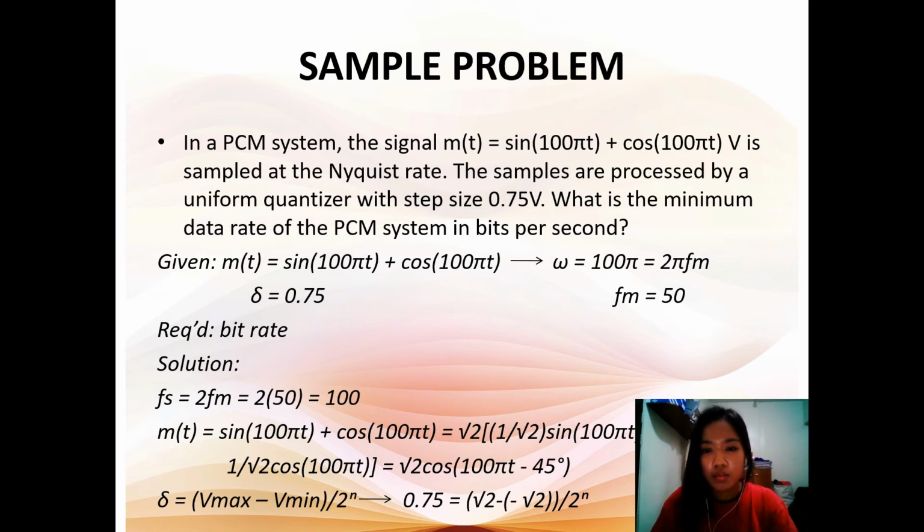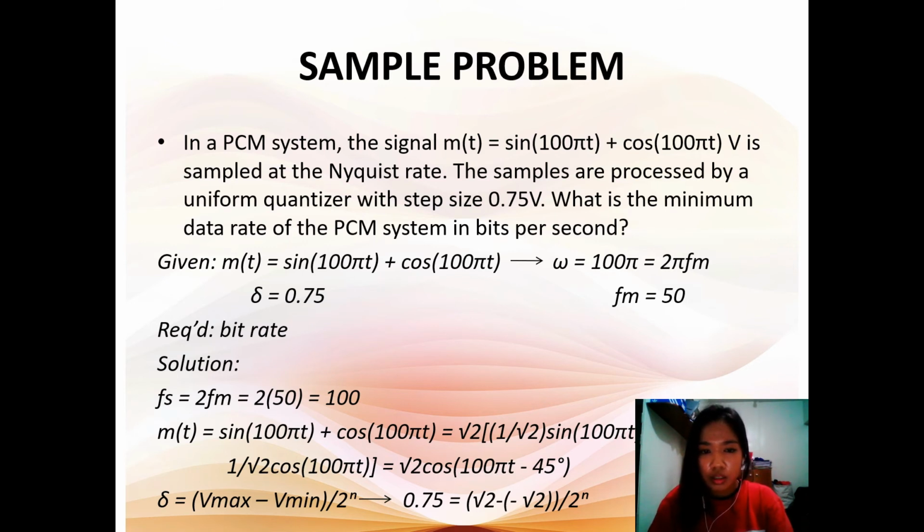So from that given, we can also get the maximum frequency of the message signal, since we can get that from omega equals 2 pi fm. So we get fm to be 50 hertz. And from that, we can also get the sampling frequency, which is 2 fm, or 100 hertz.